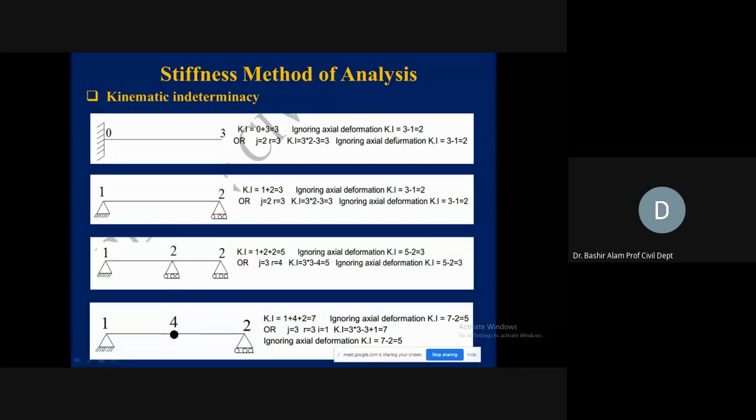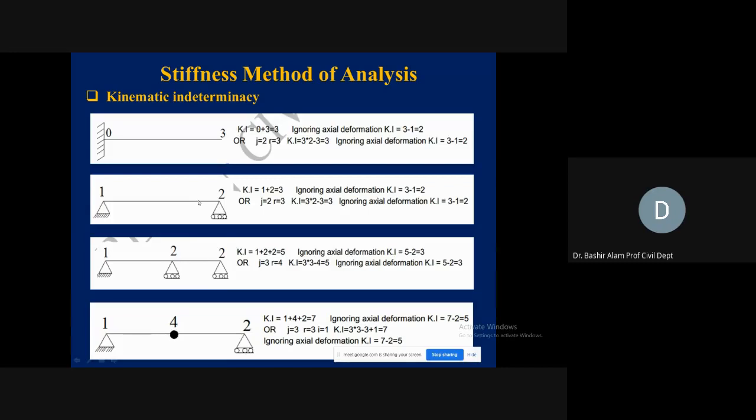And if we ignore the axial effect, it was 3j minus r minus the number of members. So this is 2. So if you see, this 2 is matching this 2, and this 3 is matching with this 3. This was from observation, and this was with the help of the equation.